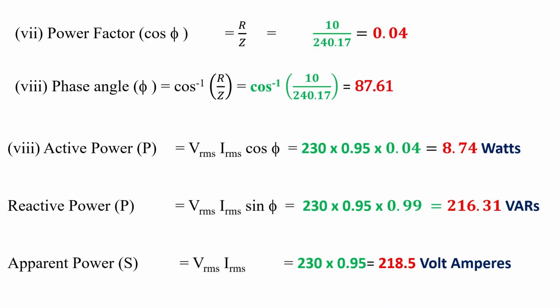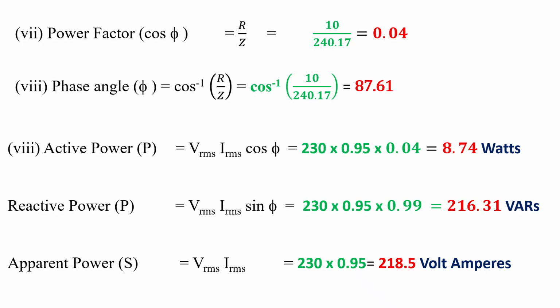And finally we have the different powers: active power, reactive power, and apparent power. So our Vrms we know is 230, Irms we got as 0.95. Substitute the values and get the active power in watts, reactive power in VAR, and apparent power in volt-amperes.